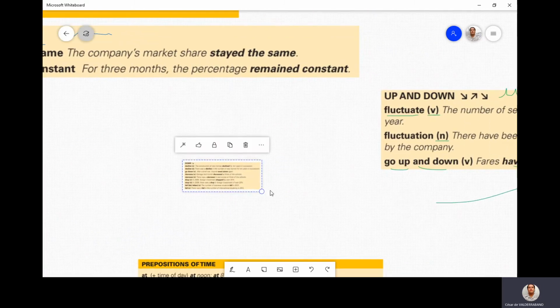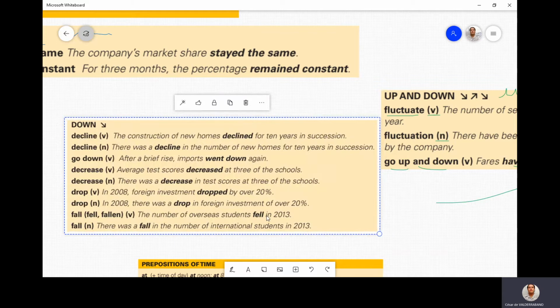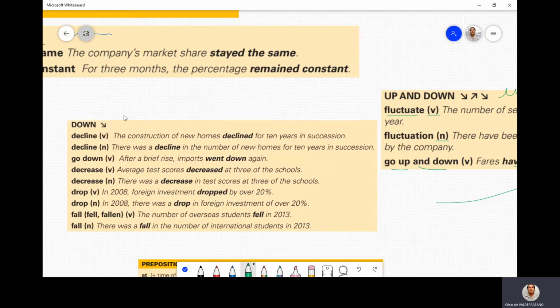This is the last one from here. Look at this. The following vocabulary is used when it goes down, like in the pandemic, lots of businesses went down. So here you can say decline as a verb. The construction of new homes declined for 10 years in succession.